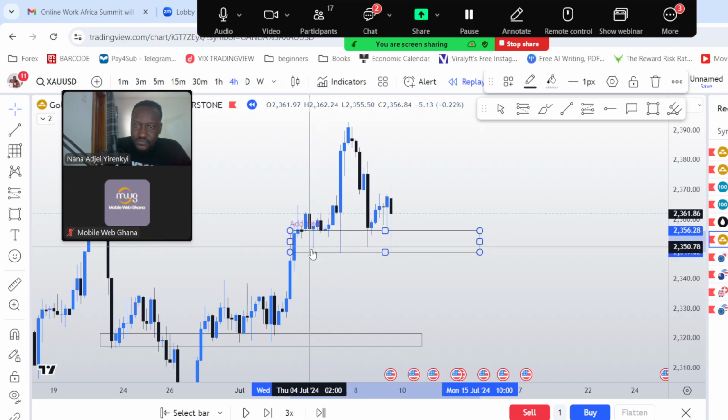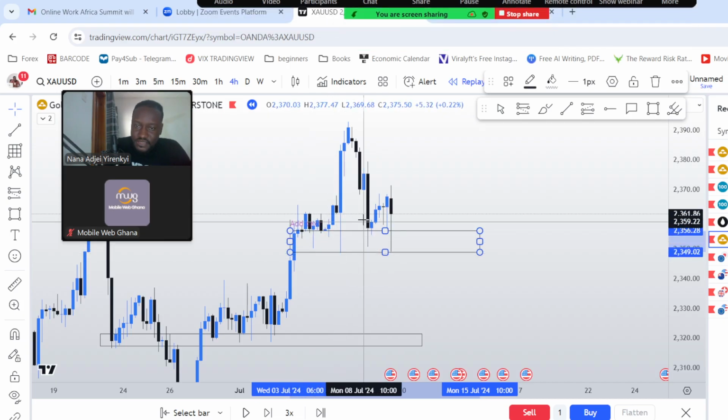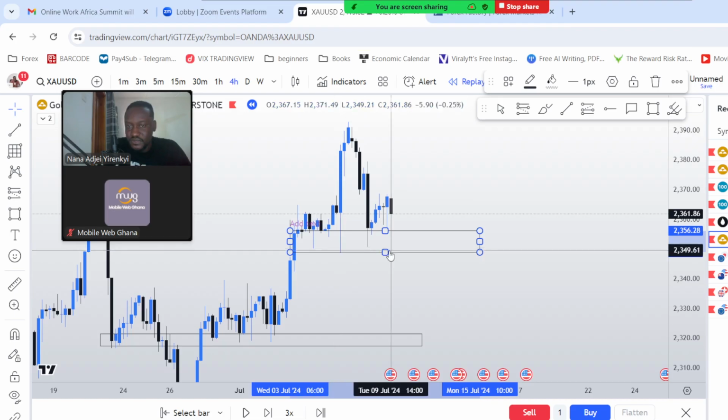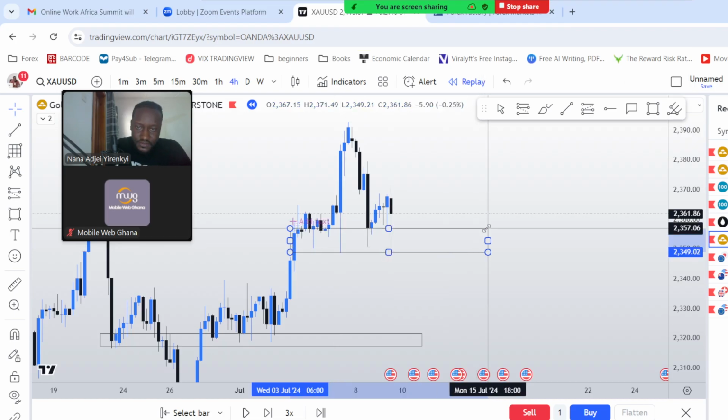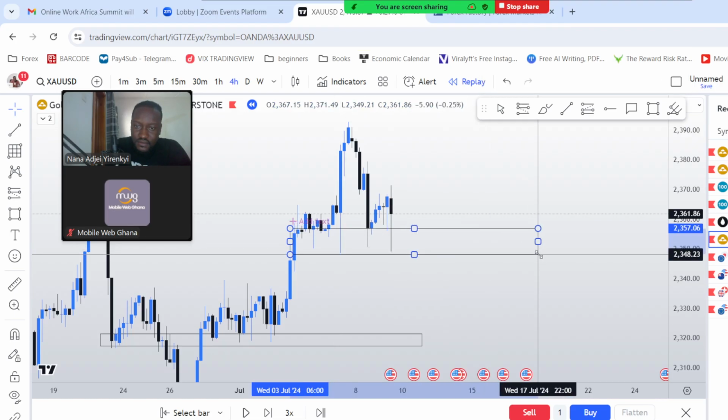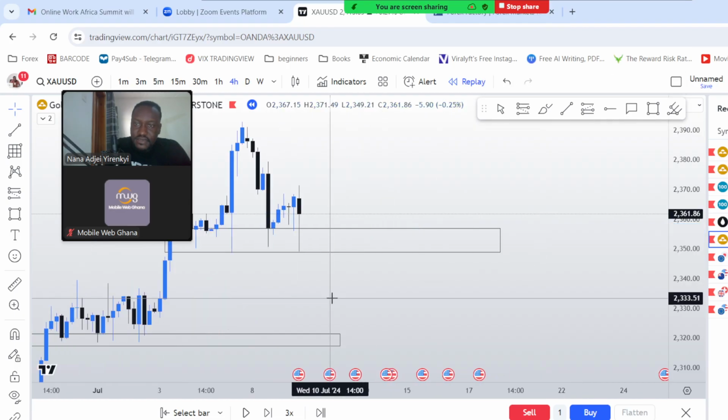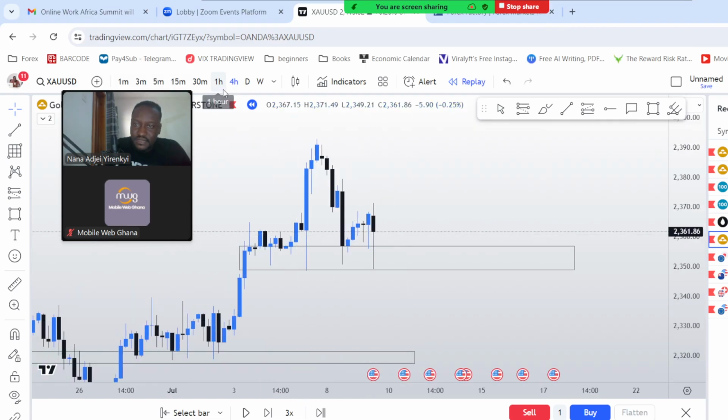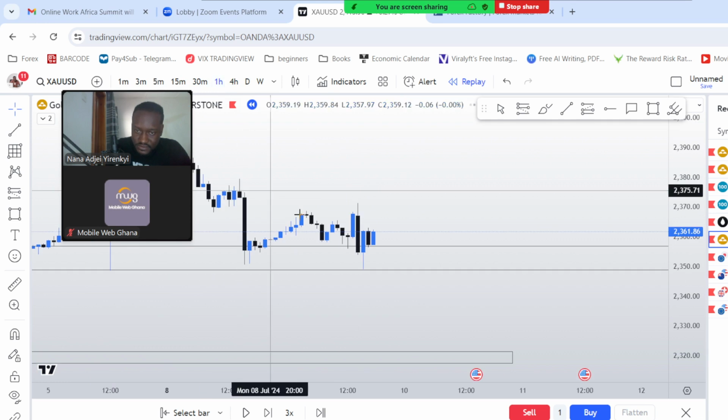Whenever price hits here, you can see there's a rejection. These wicks that we see here are rejections. So what I'll do is mark out my levels nicely, and then I wait for my confirmation in the 1 hour time frame.